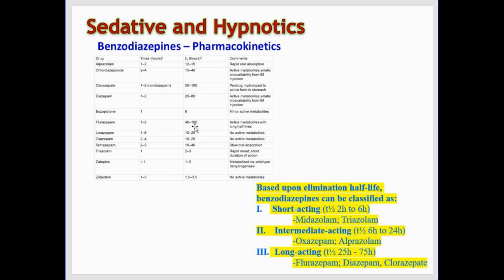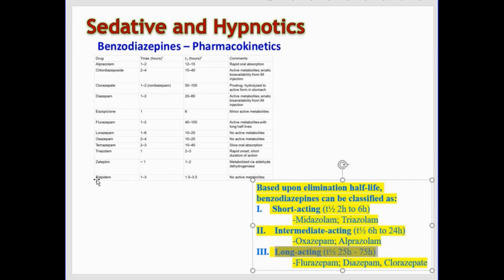So no need to memorize everything here, but you definitely have to understand which drugs are short-acting, which are intermediate-acting, and which are long-acting. If you can classify short-acting as 2 to 6 hours, intermediate as 6 to 24 hours, and long-acting as 25 to 75 hours, and have a few examples of these drugs, and add more from this table if you want, make sure you remember which is short-acting, long-acting, and intermediate-acting.